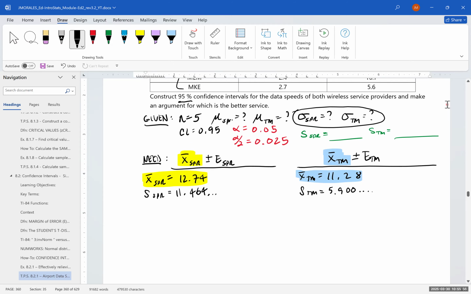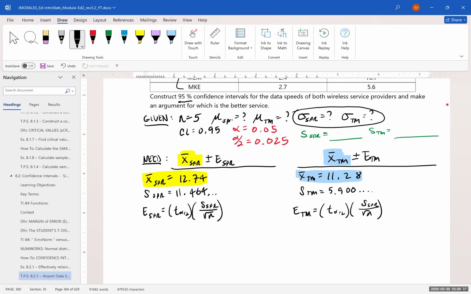So the margin of error equation is going to be the same, just maybe the values will be a little different. So it's going to be the margin of error is equal to t alpha/2 times the sample standard deviation divided by the square root of n. We're going to have the same thing on the other side, but this will be for T-Mobile. All right.